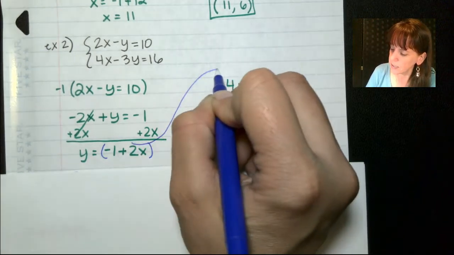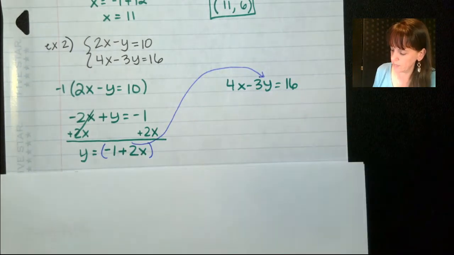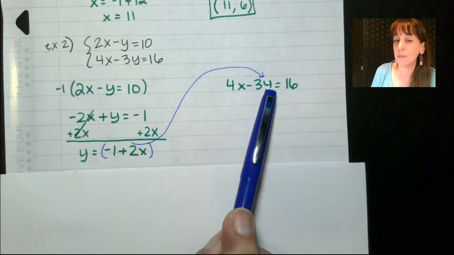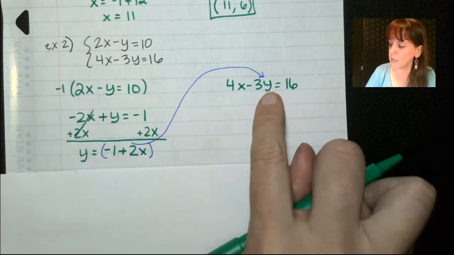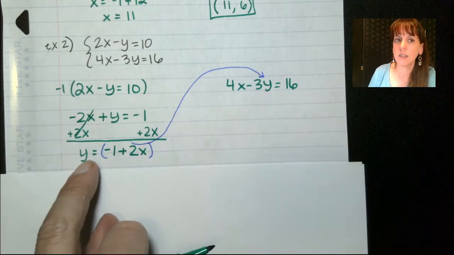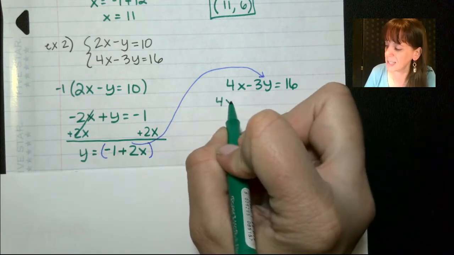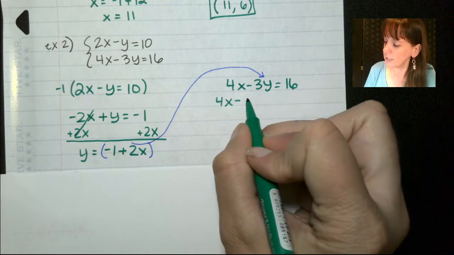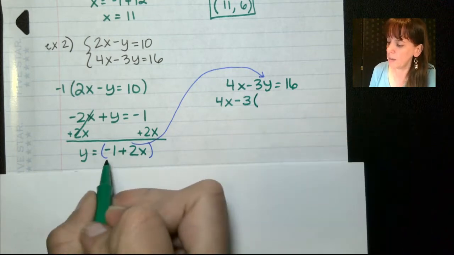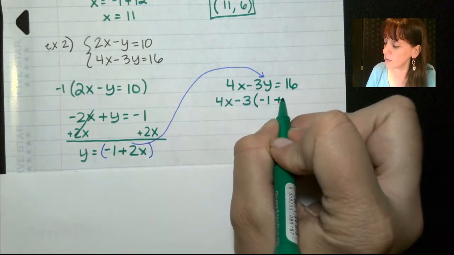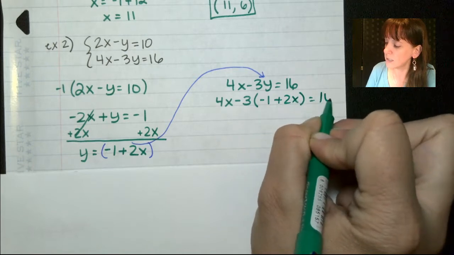So now that I know y equals all this garbage here, I'm going to take that garbage and put it into this y here. Now be very careful that you don't accidentally fill the wrong garbage can, because what I mean by that is this is y, so you don't want to substitute it in for x. You'll get the wrong answer. I've made that mistake before. So 4x minus 3, and instead of y, I'm plugging in all this garbage, (-10 plus 2x) equals 16.